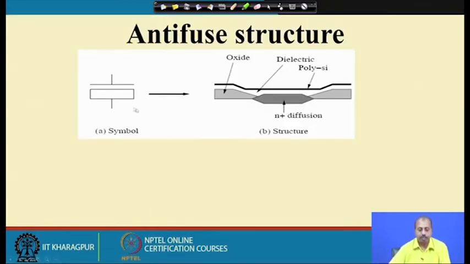So, this is the anti-fuse structure. Symbolically it is represented like this. Structurally, you have this oxide layer, then there is an N plus diffusion, and this is another oxide layer, and we have this polysilicon layer. This is the dielectric that we have. If we apply a potential, then this dielectric will break, it will establish a connection between this polysilicon and this N plus diffusion. That is how the connection gets established and we get this anti-fuse based structure.